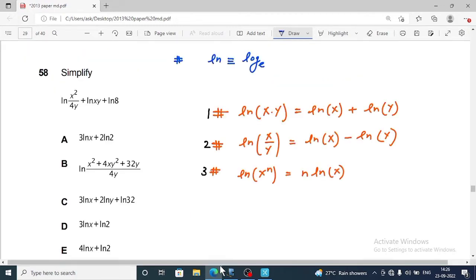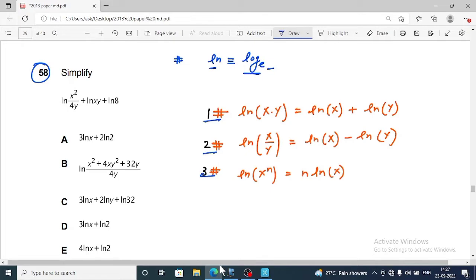Next question of IMAT, question number 58, and the question is: simplify logarithm of x squared upon 4y plus logarithm of x into y plus logarithm of 8. Now in this question, first of all, ln means logarithm with base e. For this question we have to remember three results.